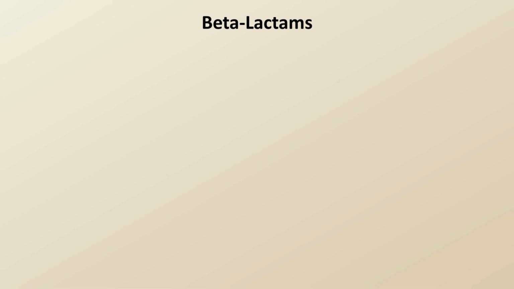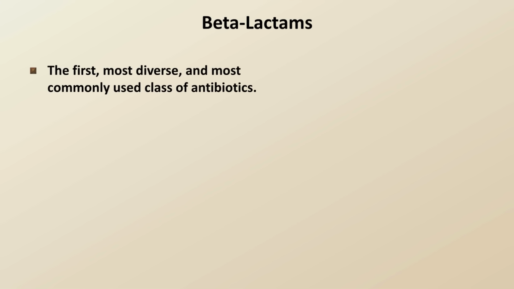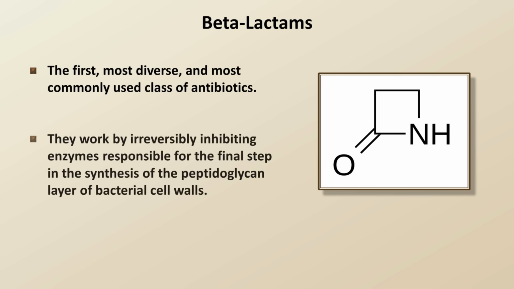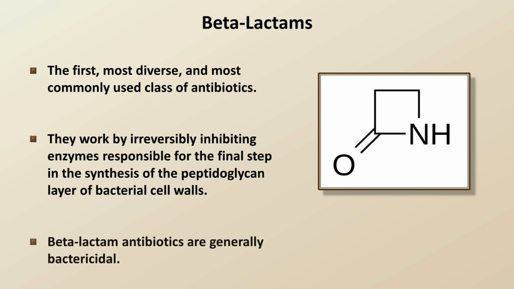I'm going to take a closer look at the beta-lactams. This is the first, most diverse, and most commonly used class of antibiotics. All beta-lactams share this common structural feature known as the beta-lactam ring. This allows them to irreversibly inhibit enzymes responsible for the final step in the synthesis of the peptidoglycan layer of bacterial cell walls. These antibiotics are generally bactericidal.